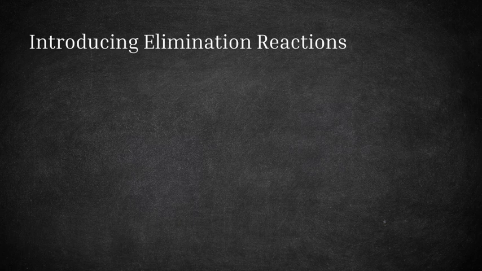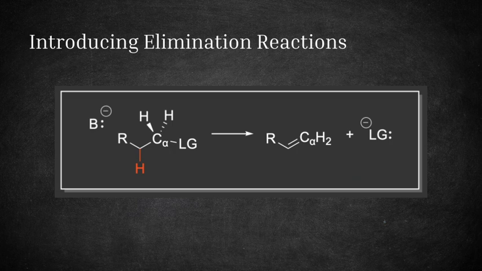Elimination reactions involve the same reactive partners as substitution reactions, but occur under different conditions. Instead of the nucleophile replacing the leaving group, as in substitution reactions, elimination reactions lead to the formation of an alkene. This occurs when a hydrogen atom is removed from the beta carbon, resulting in the formation of a pi bond between the alpha and beta carbons, which causes the leaving group to depart from the alpha carbon.